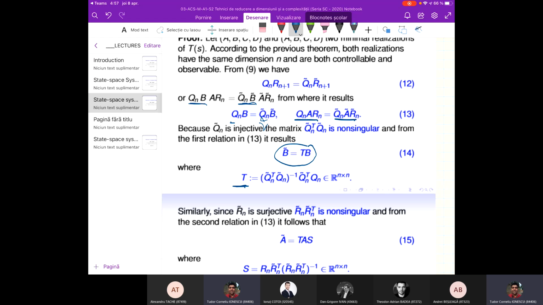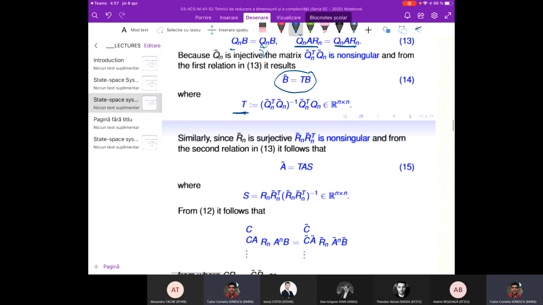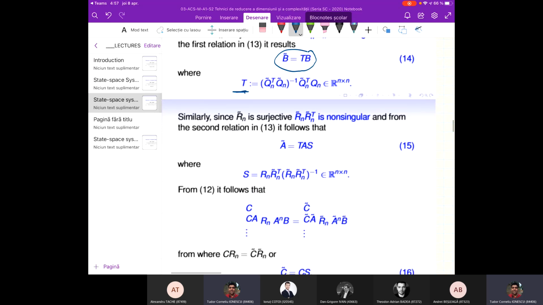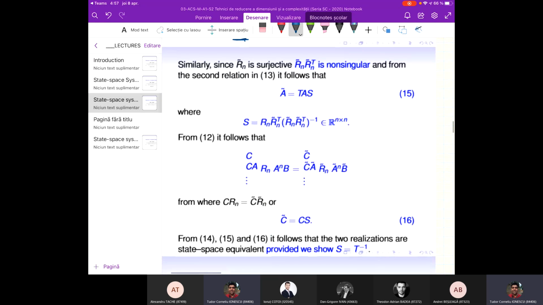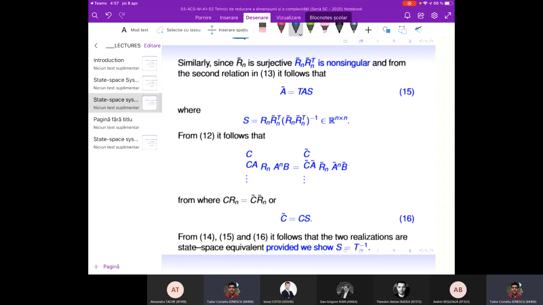We can pick T to be this matrix. Okay, and we get similarly, Rn is a surjective matrix, and Rn tilde Rn tilde transpose is a non-singular matrix. And from the second relation in 13, using this relation here, it immediately follows that A tilde is TAS, where S is this matrix.